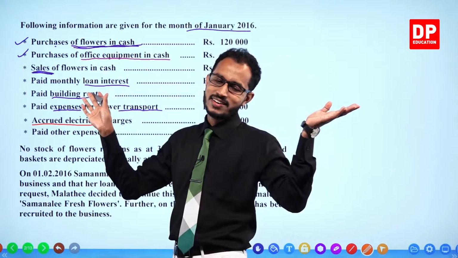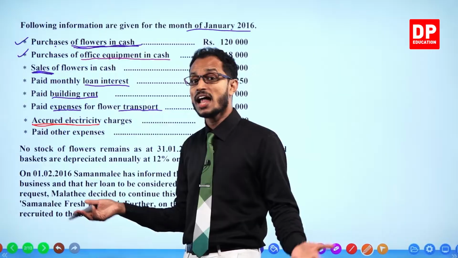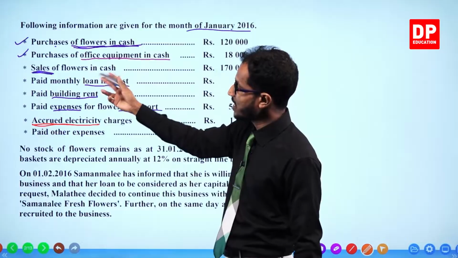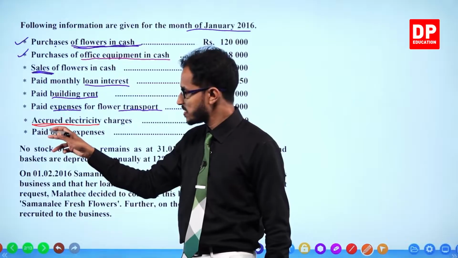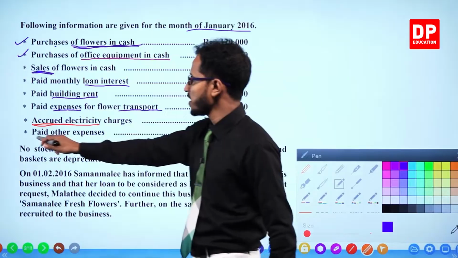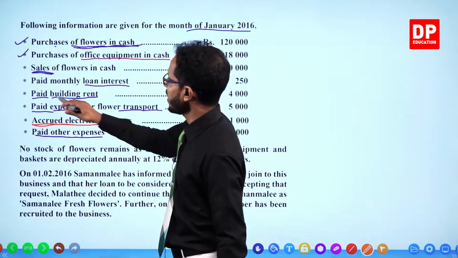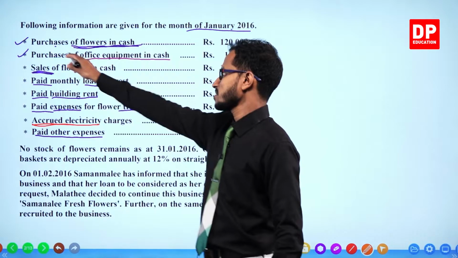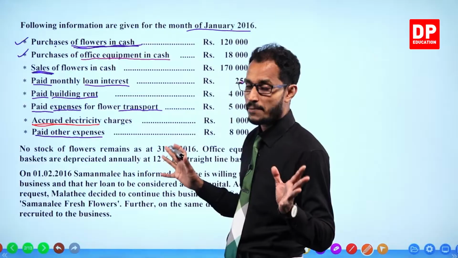It's not paid. Okay, you should remember these words. Accrued electricity. Accrued means unpaid. Among all the paid expenses, they have given an unpaid one also. Notice, and paid other expenses. Paid other expenses. Okay. Right. So paid, sold, and purchased. Information, transactions which happened in the business.